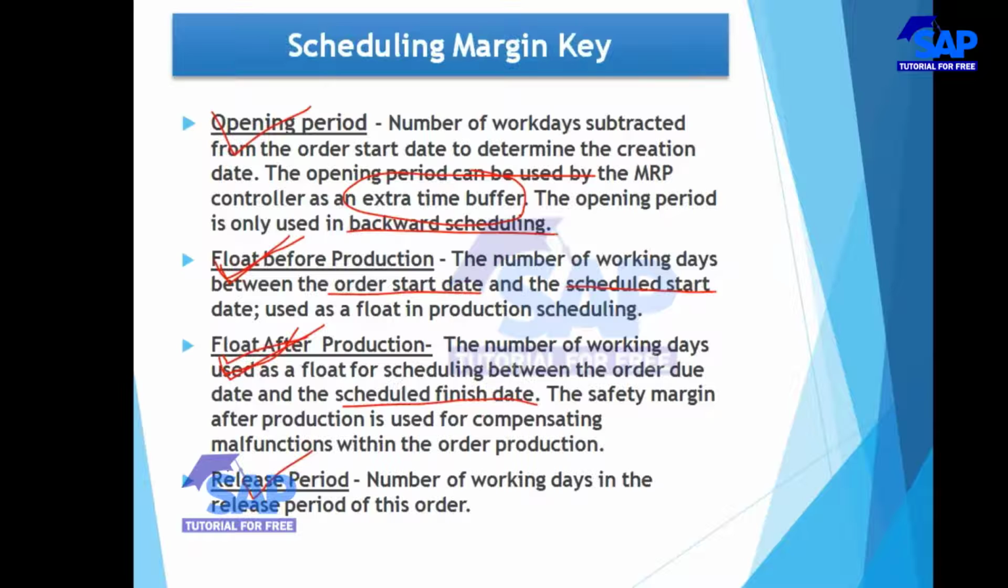Okay. Now the number of release period. This is number of working days for the order to release the production order, converting the planned order to production order. Okay. So that is what the release period. Now the question is where these are maintained. These are maintained in the scheduling margin key. The scheduling margin key is maintained in the configuration. So from the configuration, it will get copied to the production order. And if you maintain these periods, those are also used in the scheduling.